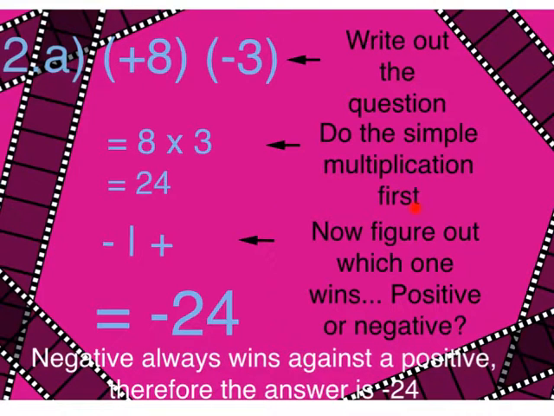So next you're going to do the simple multiplication. 8 times 3 equals 24. So for now, we're going to stick with the number 24. Then we look at the positive and the negative signs that were in the question in the first place. We see which one would win, a positive or a negative between the two. We say the negative would win because a negative and a positive always equals a negative, as Soha had told us before. So now it brings us to the answer of negative 24, because negative always wins against a positive. Therefore, the answer is negative 24.